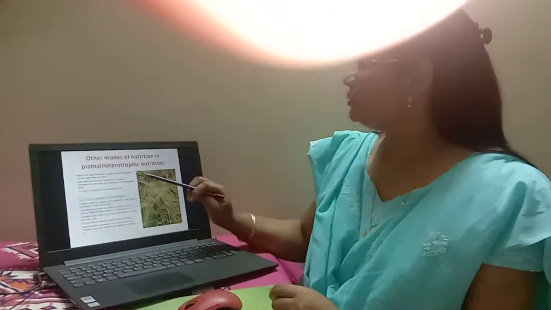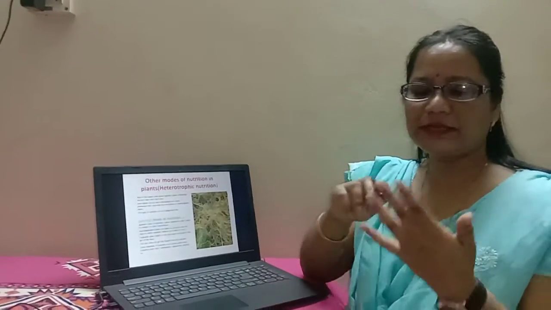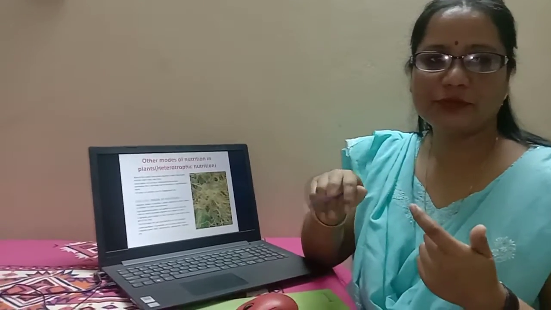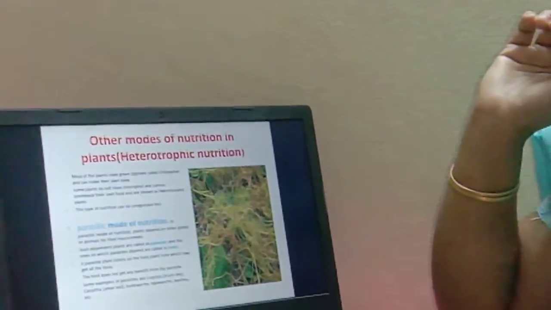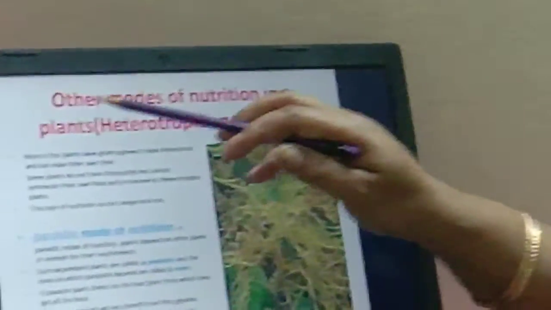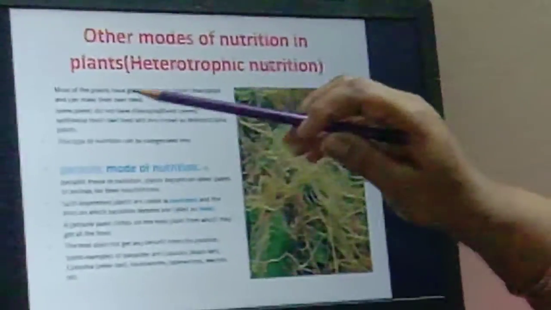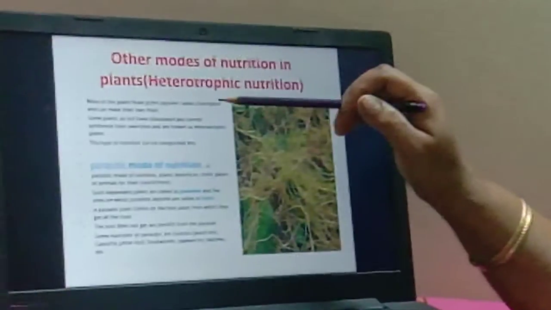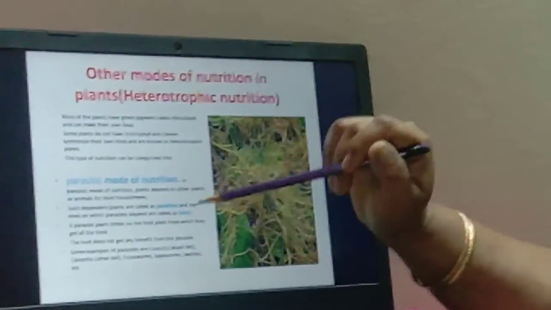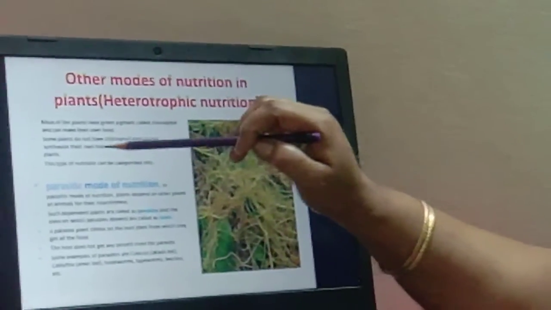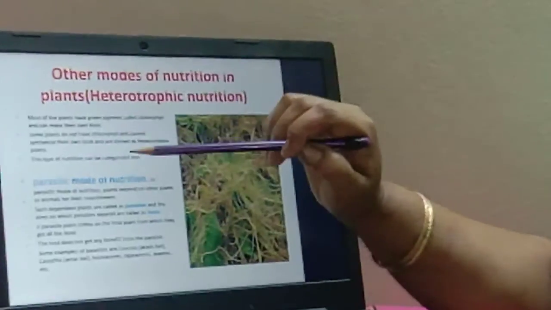Now I have already told you that there are two main modes of nutrition, autotrophs and heterotrophs. We have already learned about autotrophic nutrition. Then what are the other modes of nutrition of plants? It is heterotrophic nutrition. Let us see. Most of the plants have a green pigment called chlorophyll and can make their own food. Some plants do not have chlorophyll and cannot synthesize their own food, and are known as heterotrophic plants. This type of nutrition can be categorized into the following types.